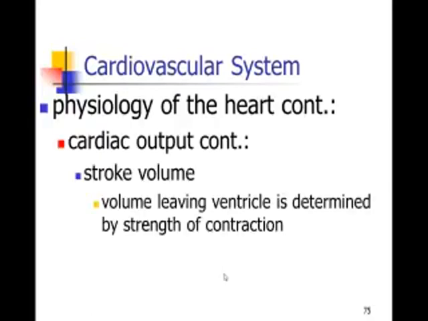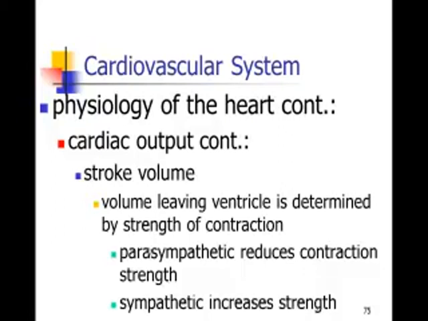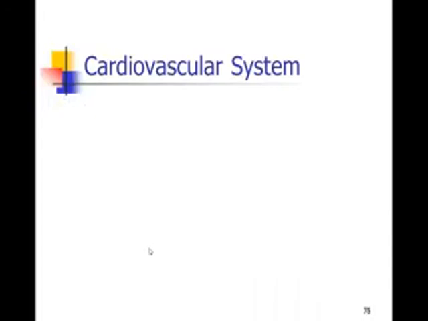Stroke volume. Remember, the heart rate is one part of changing the cardiac output. The stroke volume is the other: how much blood is pumped per contraction. So the strength of the contraction is going to determine how much blood leaves. The stronger the contraction, the more blood that is ejected. Typically, parasympathetic stimulation reduces contraction strength, and sympathetic stimulation increases contraction strength.